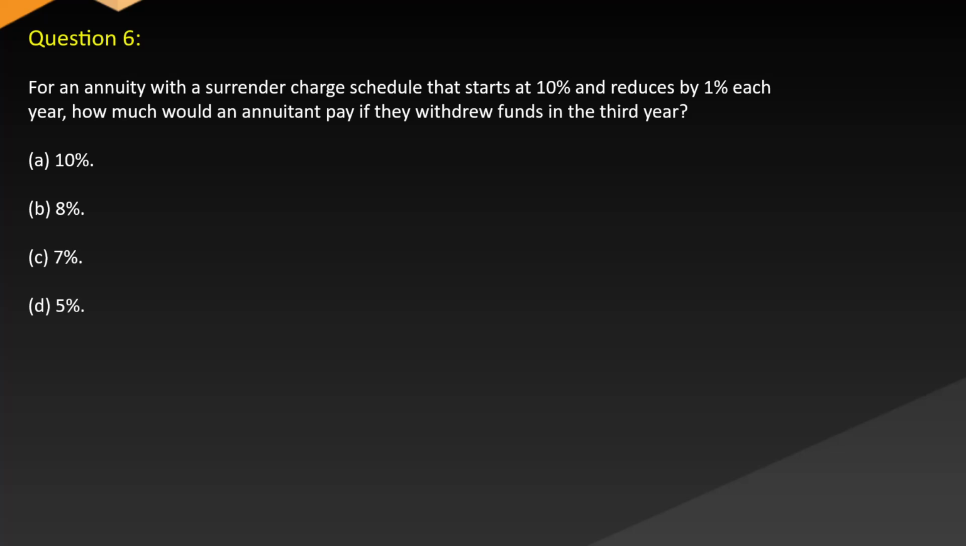Question 6. For an annuity with a surrender charge schedule that starts at 10% and reduces by 1% each year, how much would an annuitant pay if they withdrew funds in the third year? A. 10%, B. 8%, C. 7%, D. 5%.